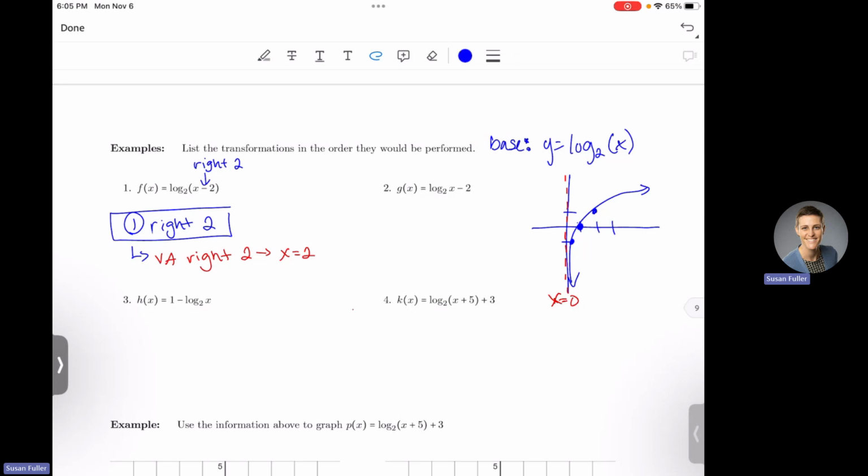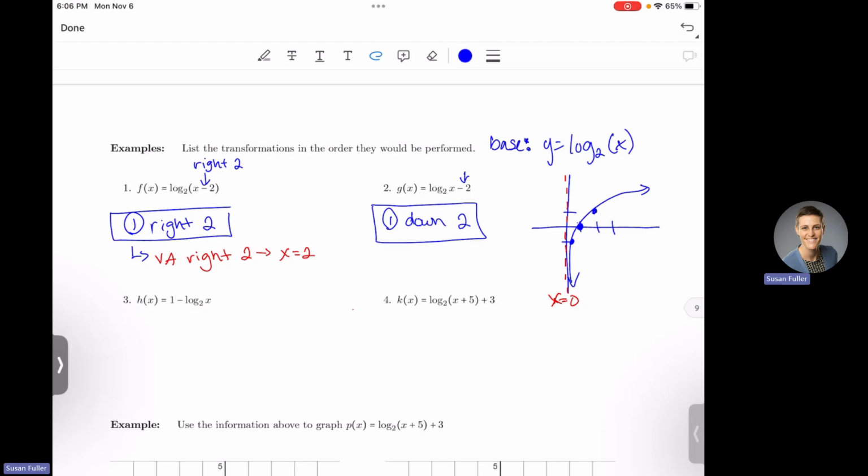All right, next one, number 2. What if we have log base 2 of x and I subtract a 2 on the outside of my function? Well, subtracting a 2 from the outside of my function is going to move us vertically instead of horizontally. And this is going to move the way that we think it will. So this is going to push us down 2 units. And that is the only transformation that we have here. So I will just list that one. And we would move the whole graph down 2 units. And notice moving everything down by 2 does not affect that vertical asymptote. It stays put.